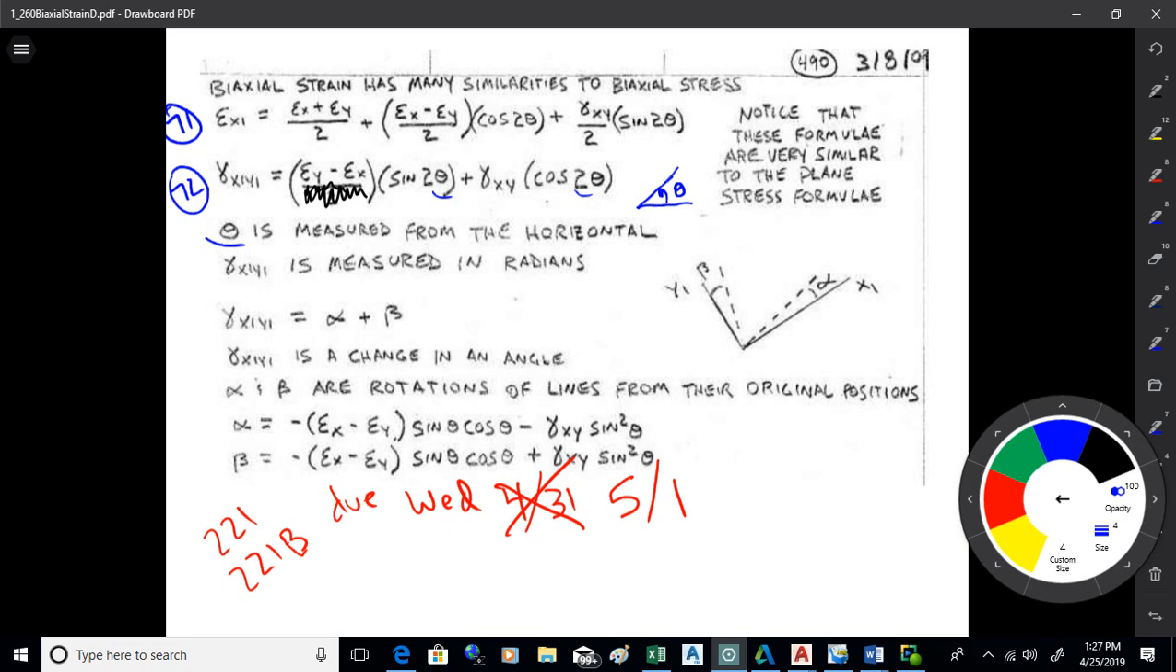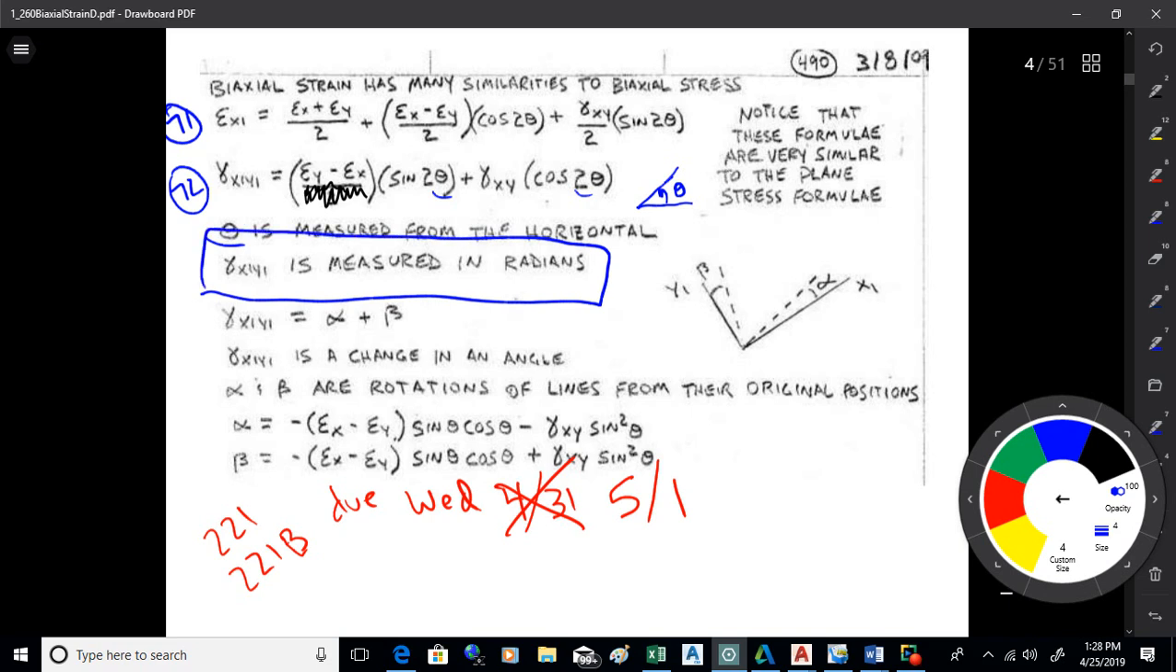Now notice those look an awful lot like the biaxial stress equations. With the exception of a couple factors of 2, they're identical. So those are an awful lot like equations 25 and 26. Now the shear strain, as we've talked about, is measured in radians. It's because for these small angles in radians, the delta over L that makes up a strain is essentially equivalent to the angle in radians, okay? The shear strain is the sum of alpha and beta, those two rotations of the lines on either side of that right angle, okay?